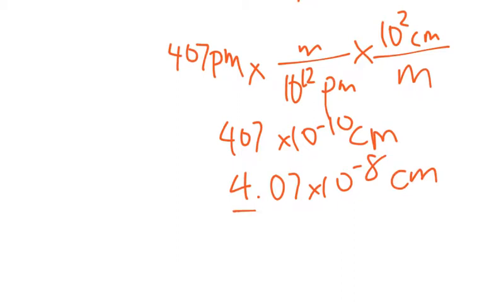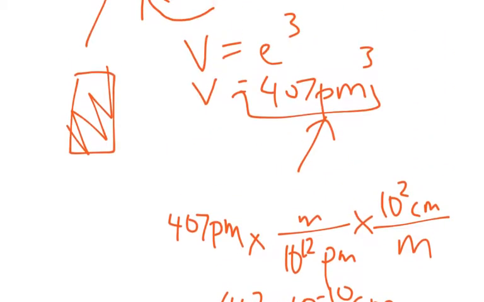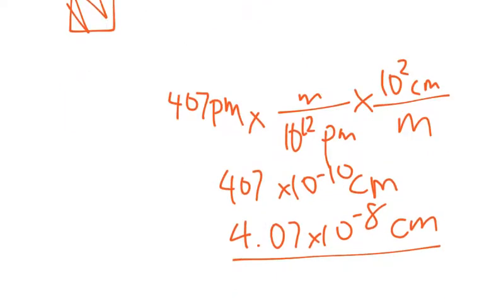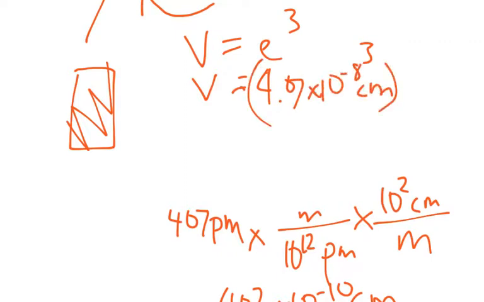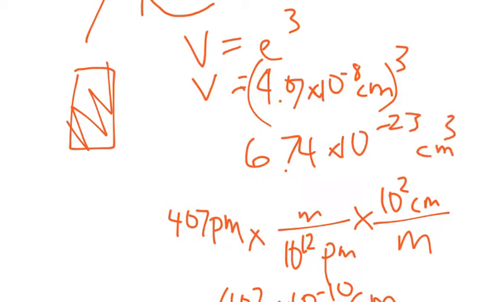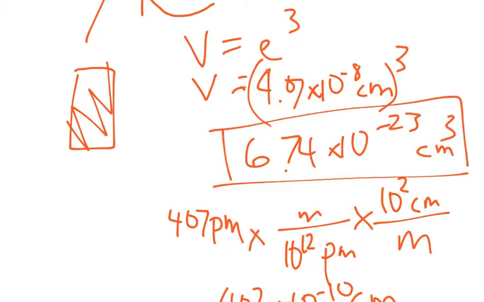So let's use this number and cube it. So instead of the volume being 407 picometers cubed, we can make it 4.07 times 10 to the negative 8 centimeters, and all of that is going to be cubed. So let's type that into our calculator, and I got 6.74 times 10 to the negative 23rd cubic centimeters as our volume. So we got the volume.